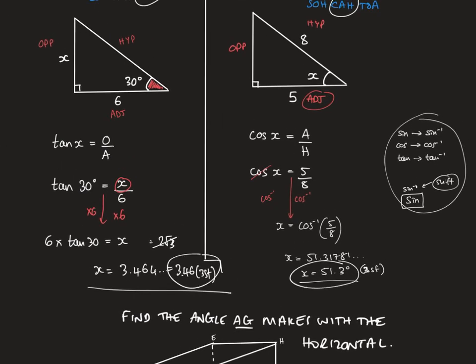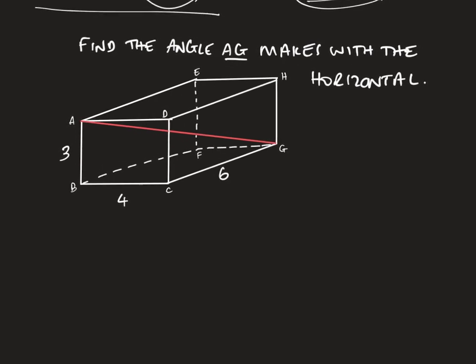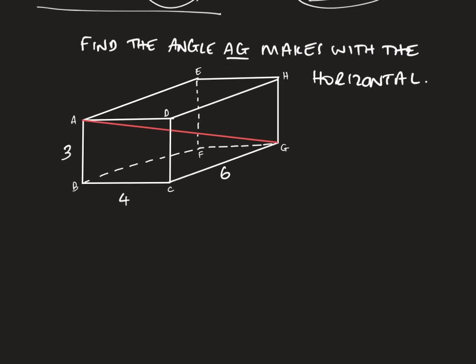Now, sometimes you get questions that are a little bit harder. You find that they are embedded within a 3D shape. The process is fairly similar, but what you do is you separate them into actual triangles that you can see. So this question here says, find the angle that AG makes with the horizontal.